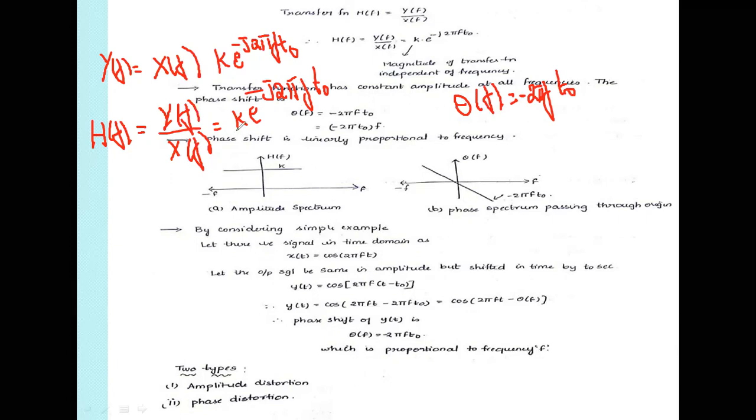And the magnitude is k. For h of f, the phase shift is linearly proportional to the frequency and its amplitude spectrum k is a constant, and here it passes through the origin. When f is equal to 0, the value is 0. When the f value is negative, we get positive here and it goes to the negative.